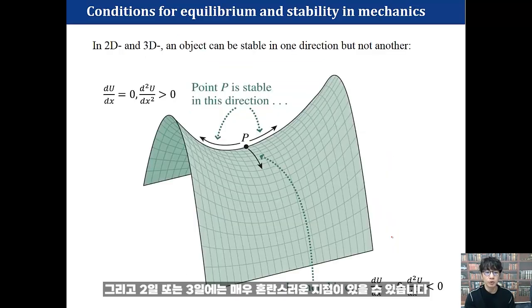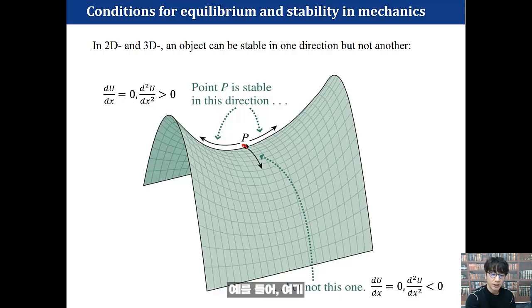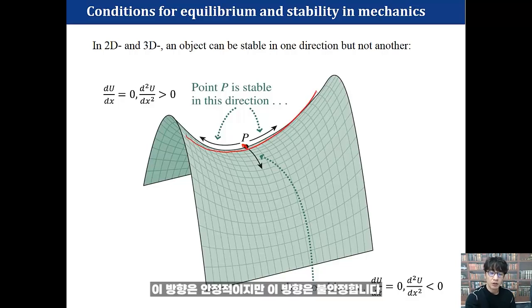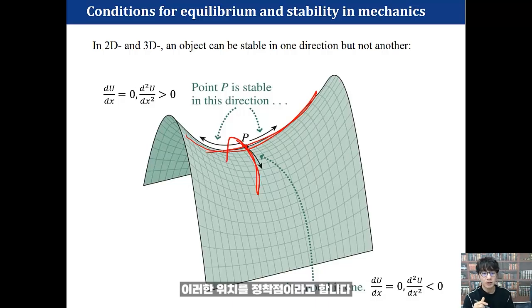And in 2D or 3D, there can be some very confusing points. For example, here, along this direction it is stable, but along this direction it's unstable, right? This kind of position we call a saddle point.